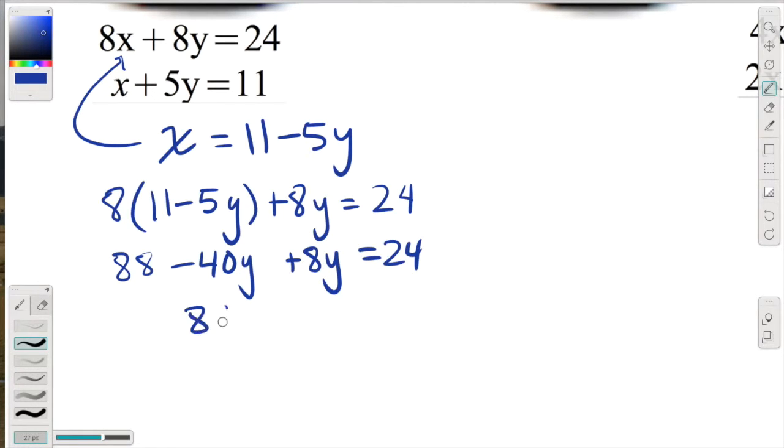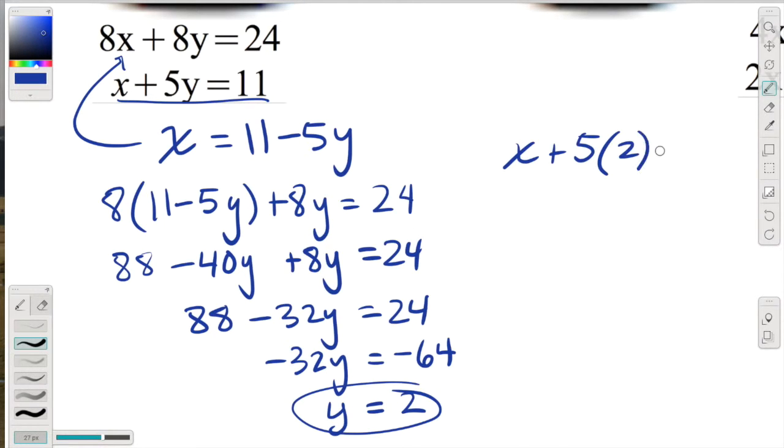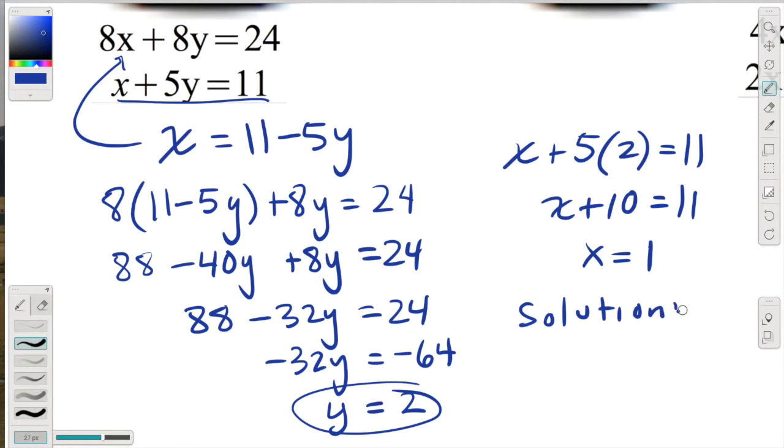So I distribute, and I combine the like terms, and I find out that y equals 2. Now I take that 2 and I plug it into one of the equations. I chose the bottom equation because it looked simpler. And I can find out that x plus 5 times 2 equals 11. And that gives me the value of x. X equals 1. So my solution is 1, 2.